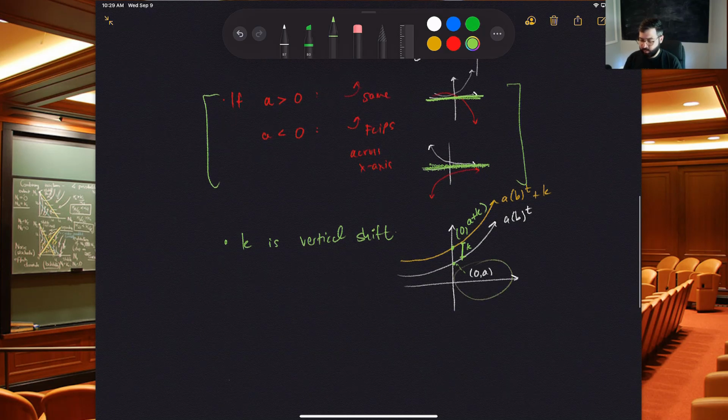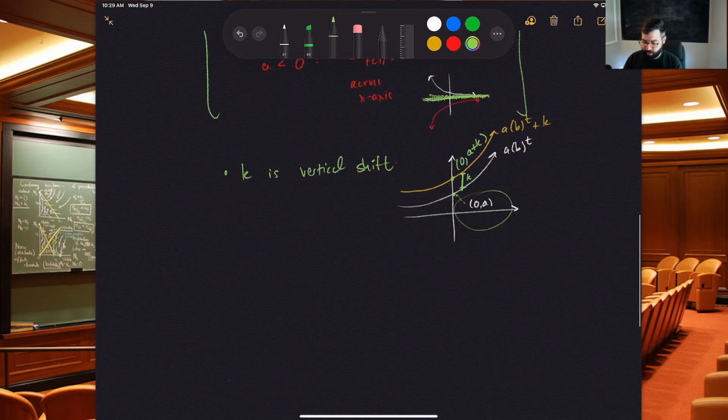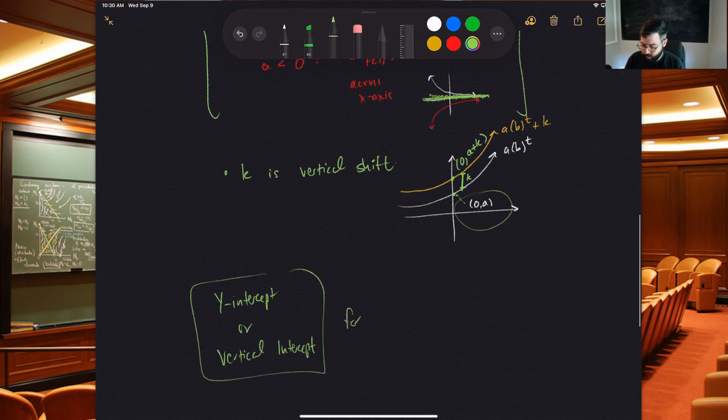And I blew right past this. We have talked about this before, but it's important to remember, right? The y-intercept or vertical intercept for when it's just of the form a b to the t is p of 0, which is a times b to the 0. Anything to the 0th power is 1, so this is really just a, right?